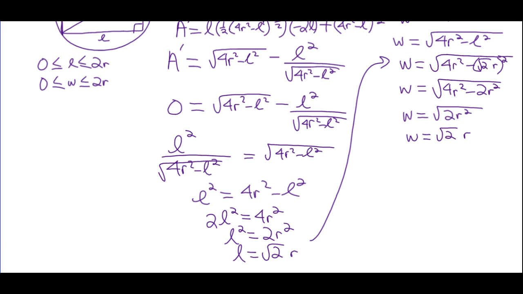Rectangle maximum area is always a square. Probably could have guessed, whether it's inscribed in a circle or not. You should know this from, I don't know, 20-1. Yeah, little logic doesn't hurt. So if I want to make a rectangle with the biggest area, it turns out it's a square.